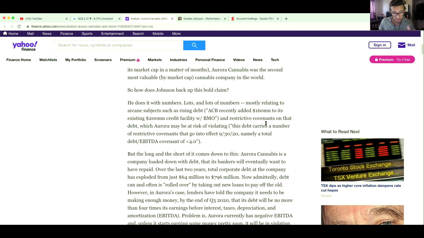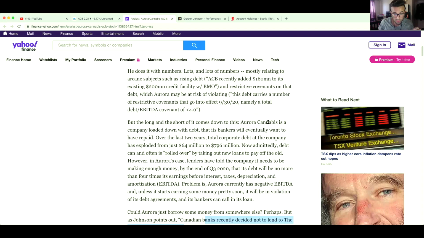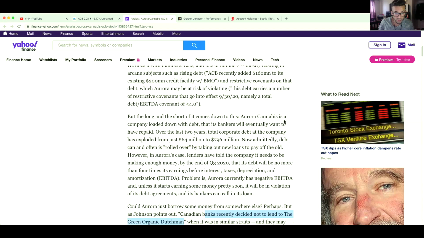Over the last 2 years, total corporate debt at the company has exploded from just $64 million to $796 million. Now, admittedly, debt can and often is rolled over by taking out new loans to pay off the old. However, in Aurora's case, lenders have told the company it needs to be making enough money by the end of Q3 2020 that its debt will be no more than 4 times its earnings before interest, taxes, depreciation, and amortization, which is EBITDA. Problem is, Aurora currently has a negative EBITDA, and unless it starts earning some money pretty soon, it will be in violation of its debt agreements, and its bankers can call in its loans.